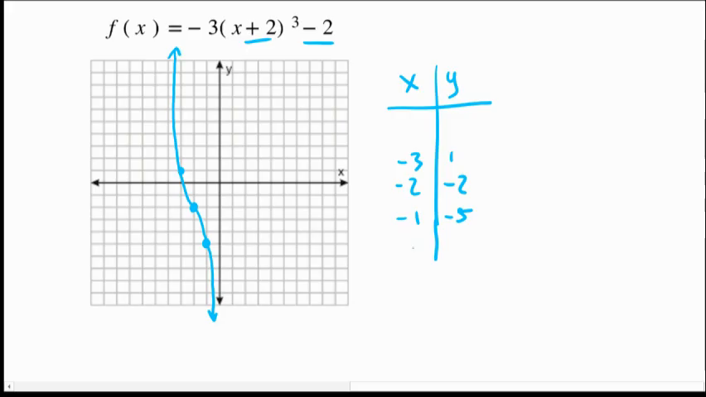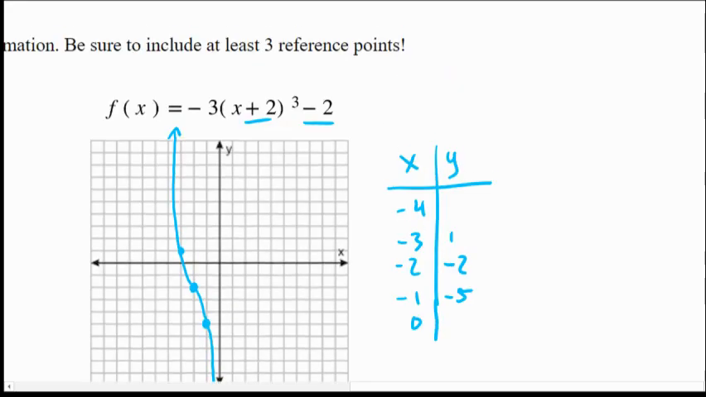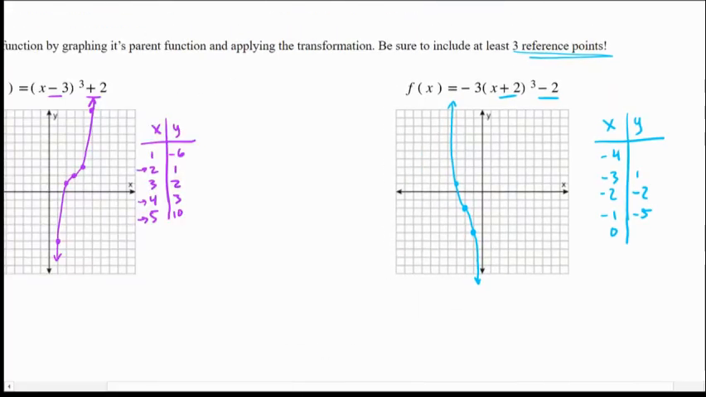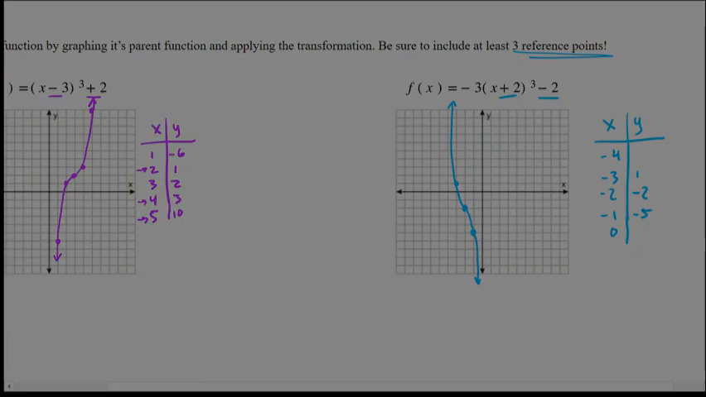Again, what we would plug in basically is 0 and negative 4. And then we would get really big numbers that go off of our graph here. So here are my 3 reference points that I was asked about in the original question for both of my graphs.